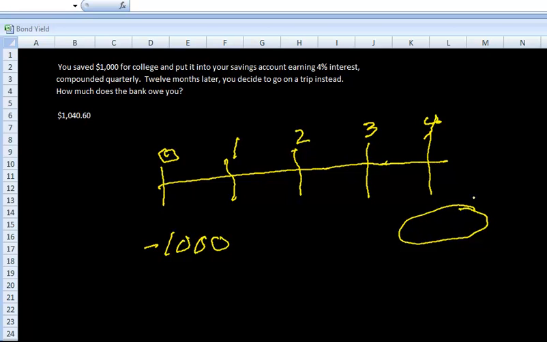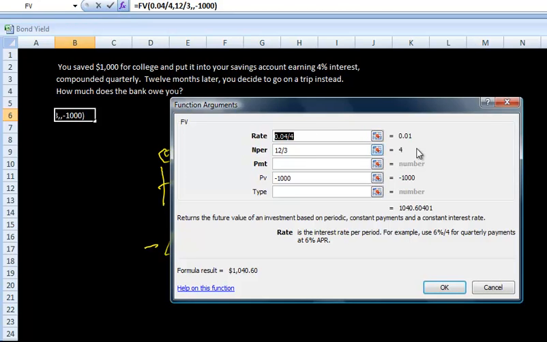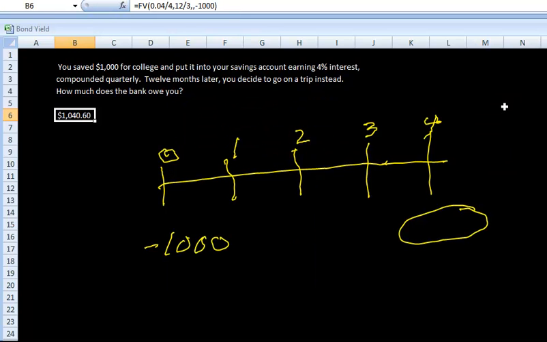Okay, so each quarter, and let me open up the box again on our function so you can see it. Each quarter we had 1% interest because we had 4% annually, and we divide that by 4 quarters, so it's 1%. Okay, so our interest rate, if we put that on our timeline, okay, I gotta find where it goes. Okay, our interest rate is 1%.